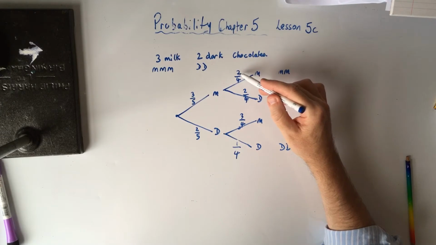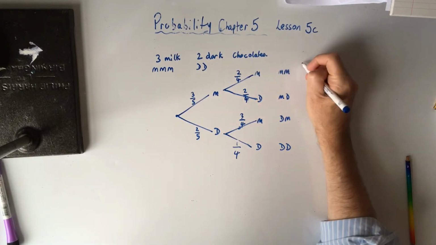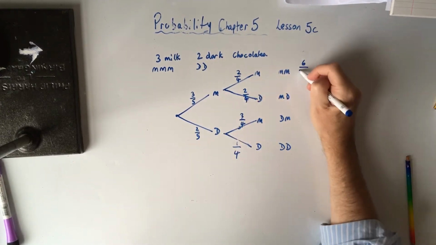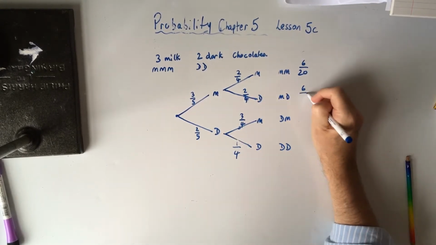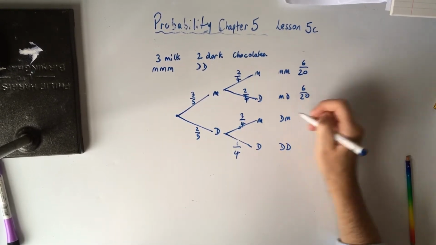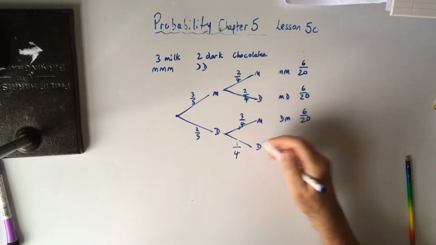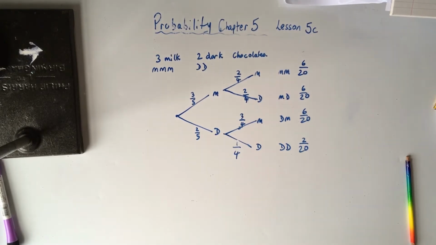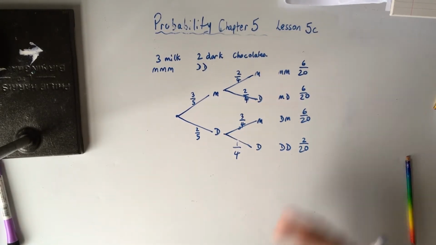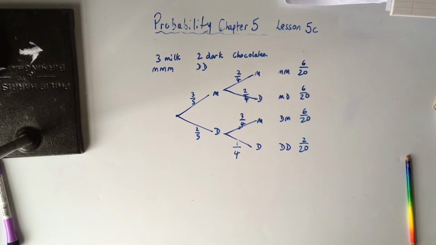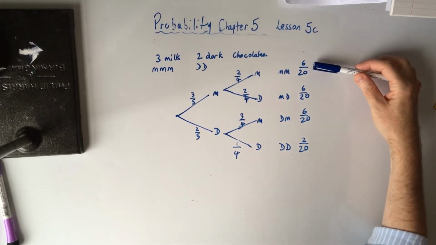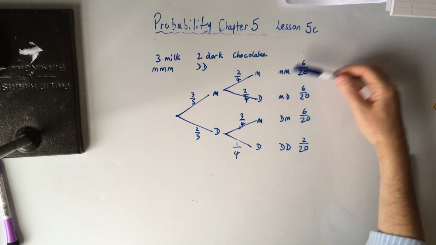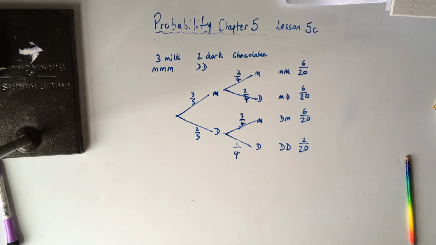So 3 2s are 6, so that's 6 out of 5 4s are 20, and that's 6 out of 20, that's 6 out of 20, and actually that's just 2 out of 20. And if you add those all up, they come to 20 out of 20. Okay, and again, what's the probability of eating the same flavoured chocolate? Well, it's that and that, so it'd be 8 out of 20, and then you can cancel down at the end, and so on. Okay, so there we go.